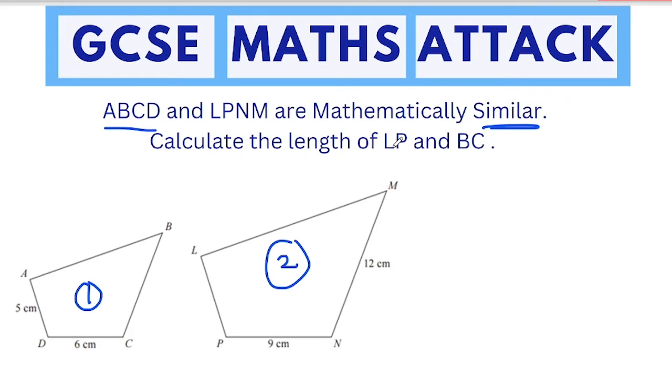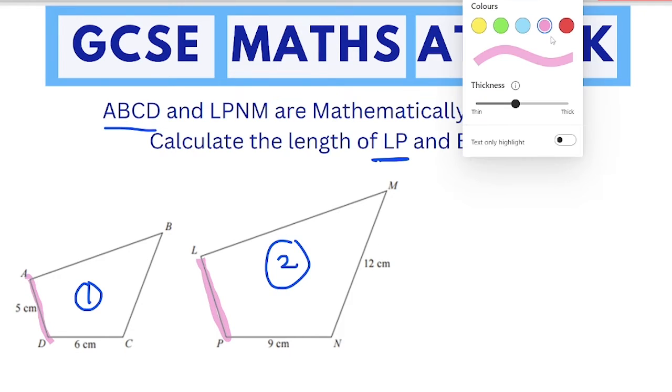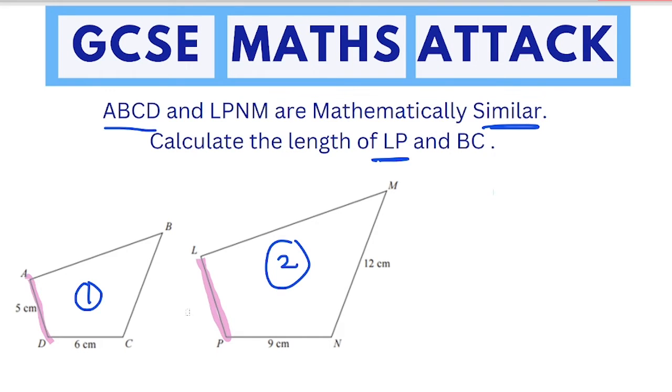The question says calculate the length of LP. So where's LP? Let's identify where that is. That's over here, and I can see what's corresponding to LP is AD. And we're told to work out BC. So where is BC? BC is over here, and it's corresponding to this side over here. What I'd like you to do is to pause the video and have a go at this question.